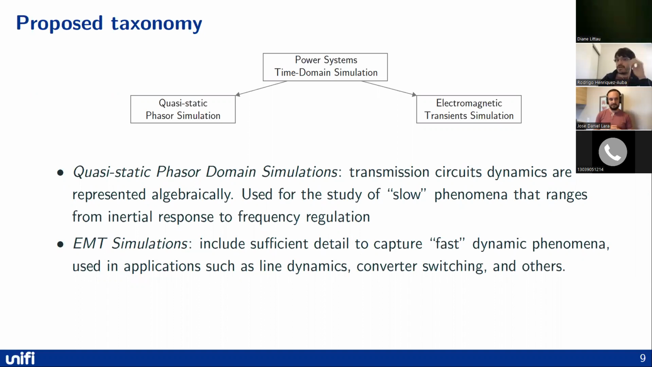And specifically, there is also the transient simulation here. That is a type of quasi-static phasor simulation that is in some cases defined just as the study of the machine angle dynamics. On the other hand, we have the electromagnetic transient simulation, just EMT simulation, that includes detailed models of all components. The network is modeled with a sufficient level of detail that allows capturing really fast phenomena, and it is commonly used for overvoltage, subsynchronous resonance, converter switching, and many other applications.